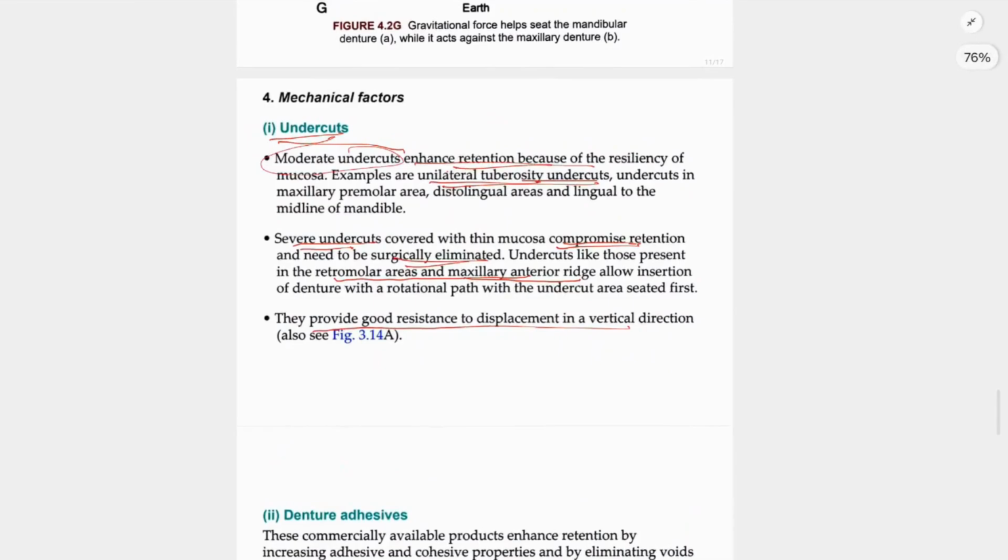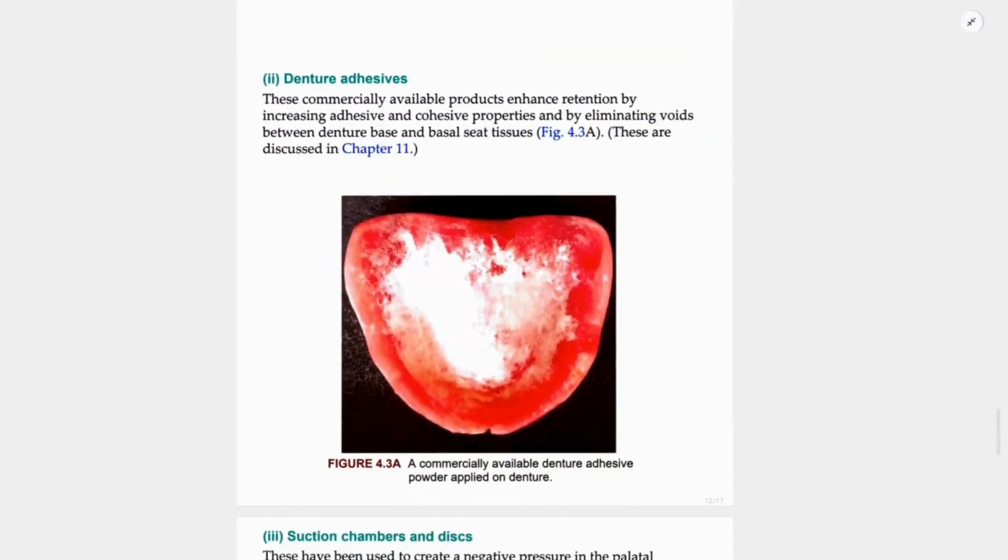So in mechanical factors, first is undercuts. Undercuts, you have to learn 2 points. Moderate undercuts, good retention because of the resiliency of the mucosa. One example is unilateral tuberosity undercuts. Next is severe undercuts, which compromise retention and need to be surgically eliminated.